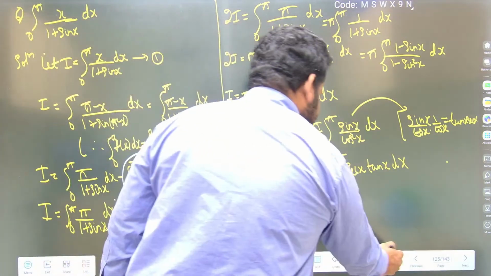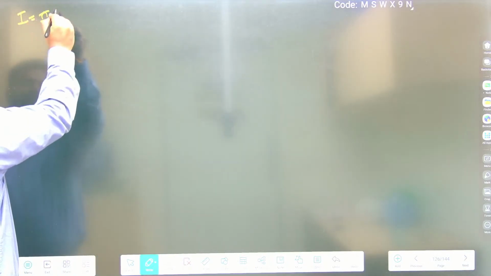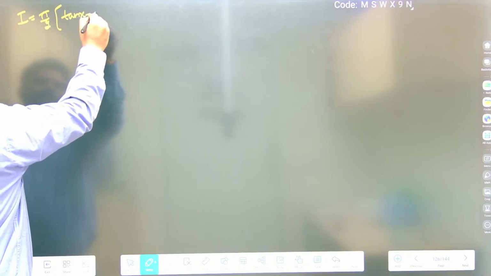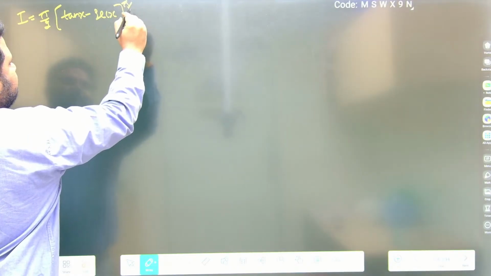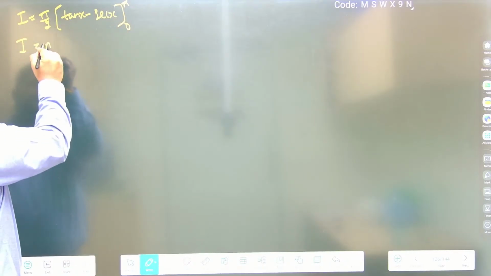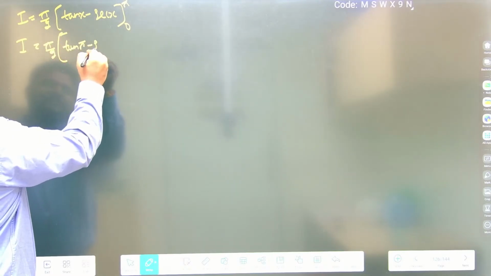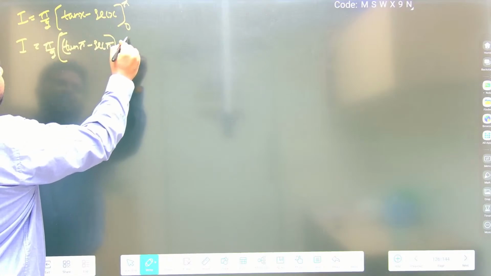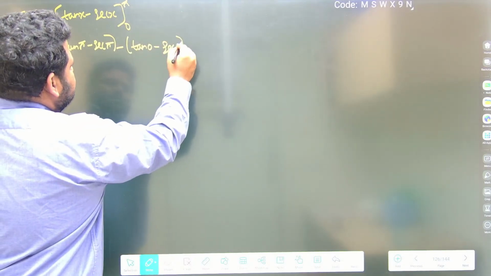Now let us apply the upper limit and lower limit. So I is equal to pi by 2 into tan x minus secant x from 0 to pi. Now see here, let us apply the upper limit, which is pi. So I is equal to pi by 2 into tan pi minus secant pi, minus the lower limit, tan 0 minus secant 0. This is what I have.